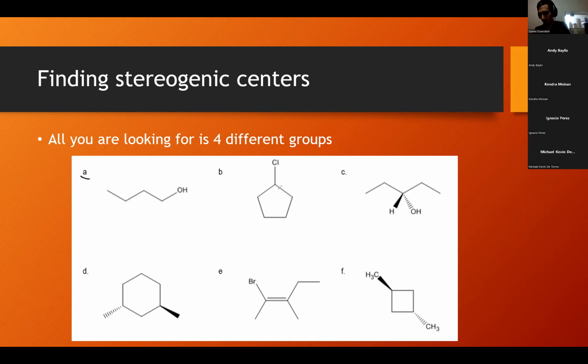For B, what did you guys get? None. Very good. Way to identify that just because the ring kind of looks like it could be a few different groups, it's not. C. Okay. Very good. D.